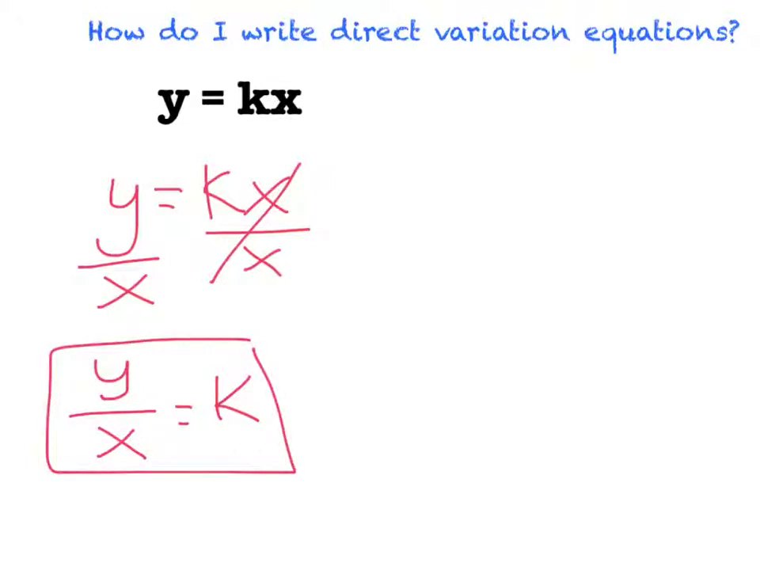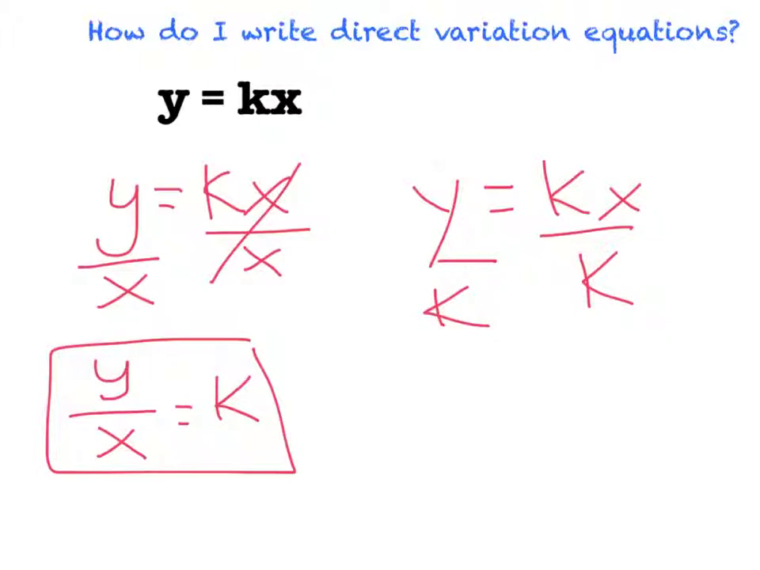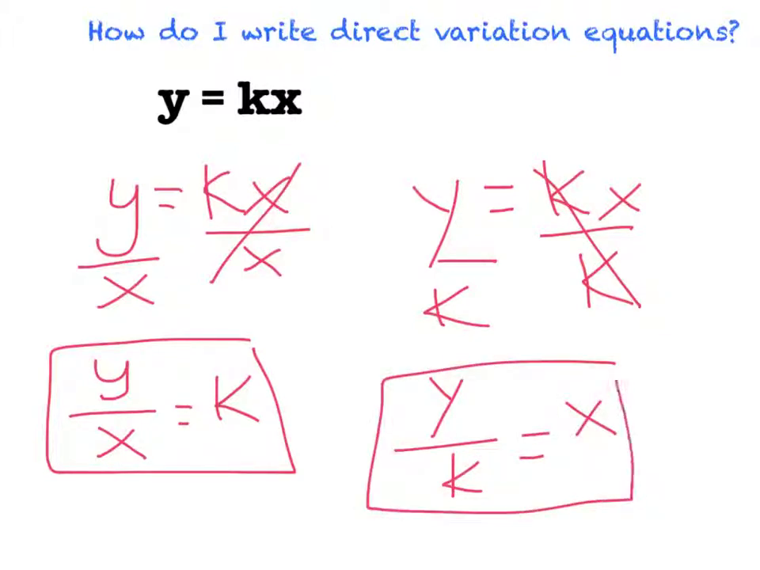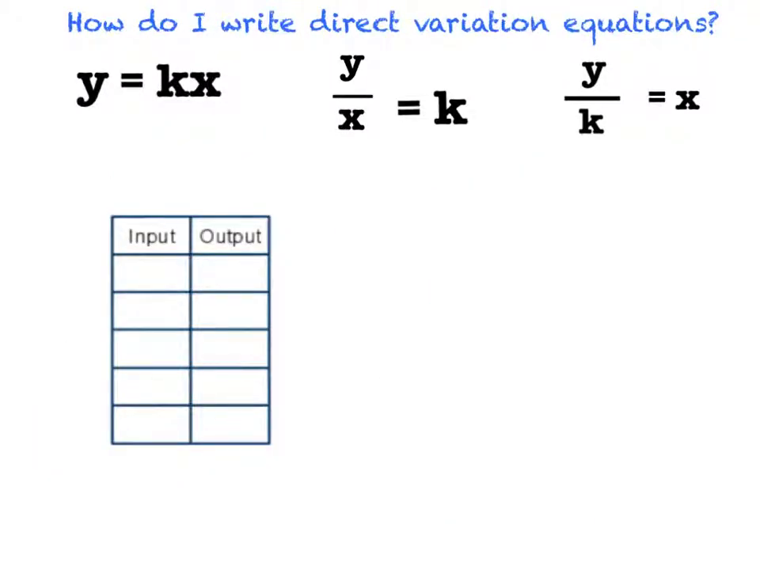Now another form that we hadn't looked at is, let's say that I have y is equal to kx. Well, another thing that I could do is solve by having just the x on one side, giving me y all over k is equal to x. So those are the other forms that you could see direct variation equations in. So let's go ahead and explore the direct variation equation a little bit further.